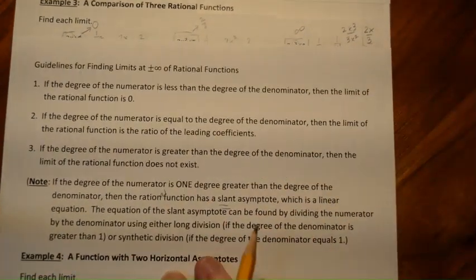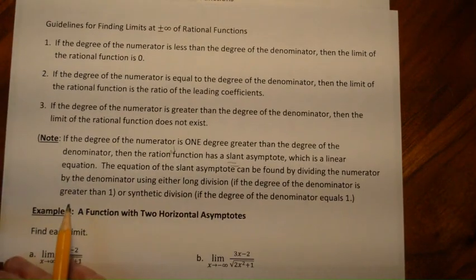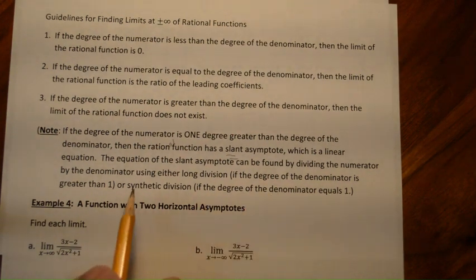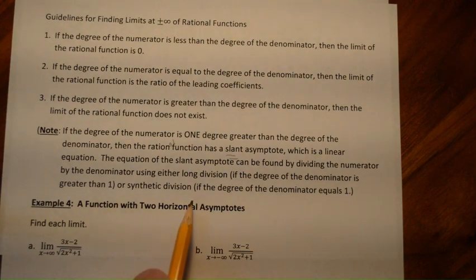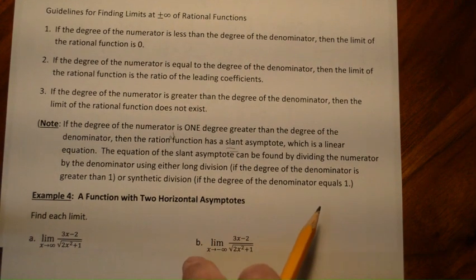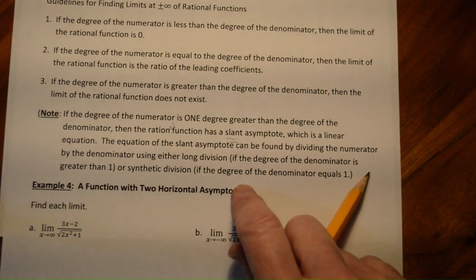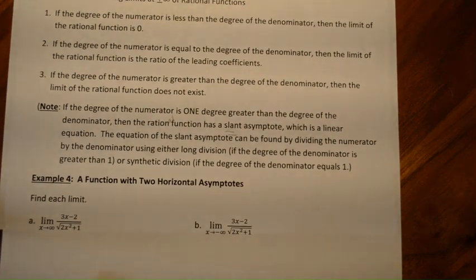Right? The equation of the slant asymptote can be found by dividing the numerator by the denominator, either using long division if the degree of the denominator is greater than 1, or synthetic division if the degree of the denominator equals 1. Right, so we're going to see on the next page, or 2 pages from now, that we'll look at an example of that. But for right now, let's take a look at it.